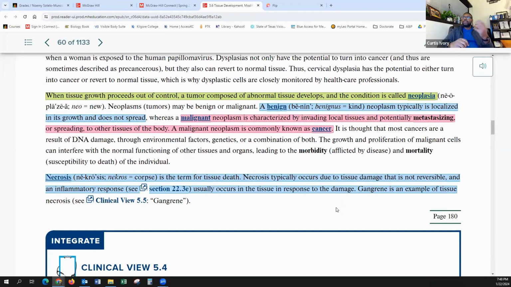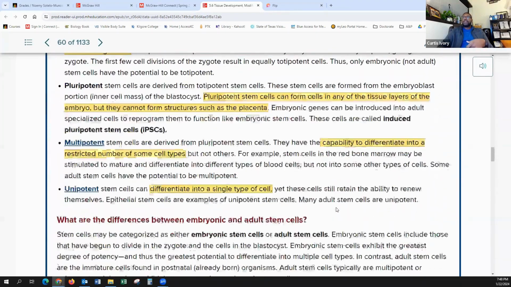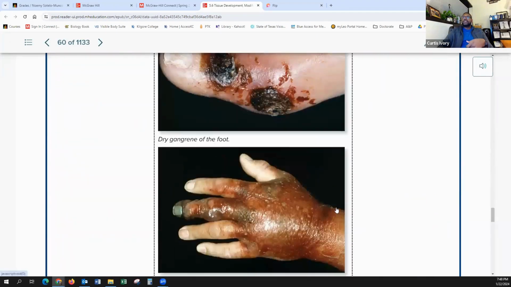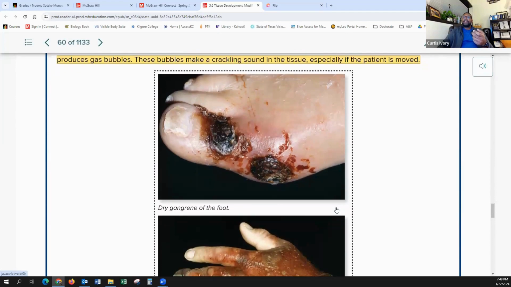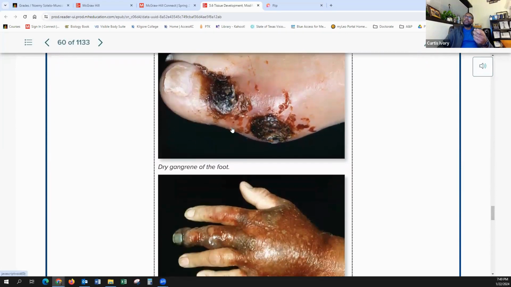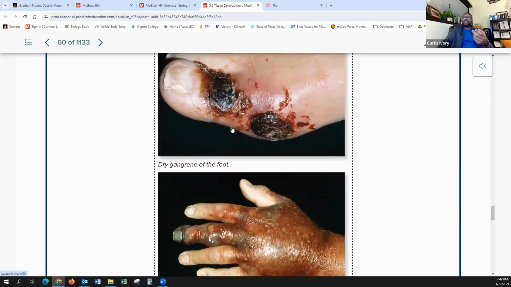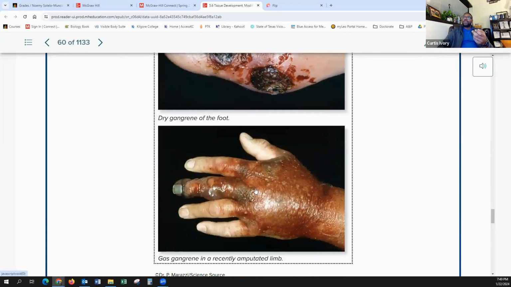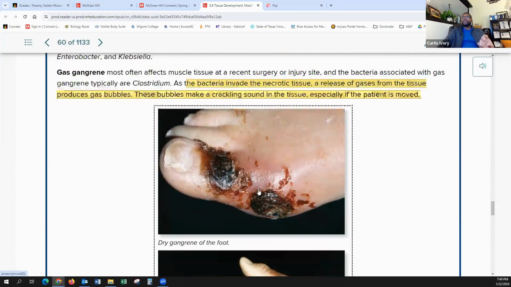Necrosis is, which we referred to earlier, essentially due to tissue damage that's not reversible. So here's a picture of necrosis or gangrene. You're actually seeing dead tissue and it can't come back. So once that tissue dies, it doesn't come back, unfortunately.